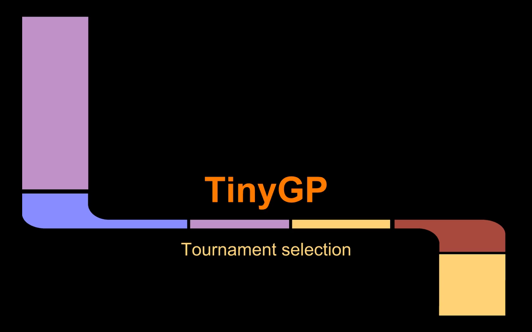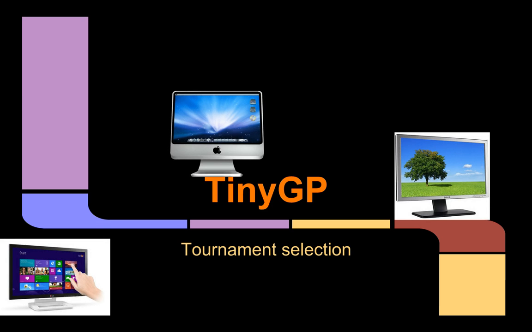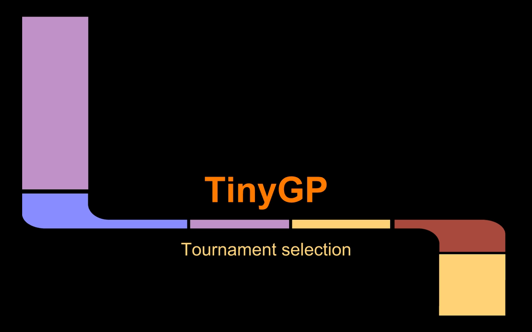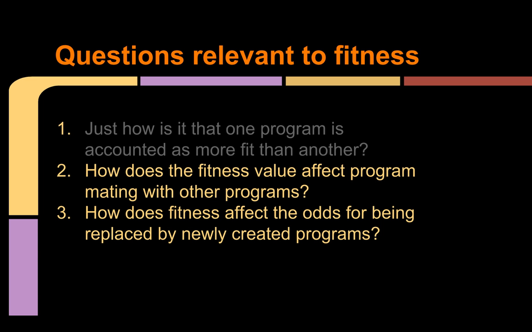Hello once again, internets. Today's Magical Electrical Lantern Box show is about how TinyGP performs tournament selection on the thousands of programs involved within its confines. In an earlier video, we discussed how it is that one program is accounted as more fit than another, but now we'll investigate how fitness influences mating and replacement of programs within the population.